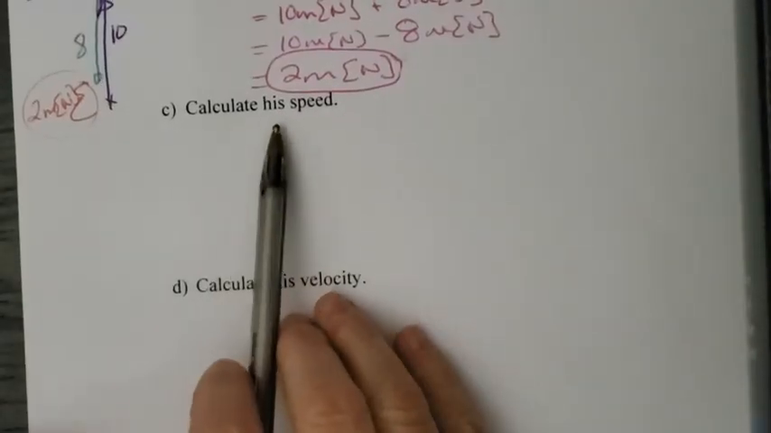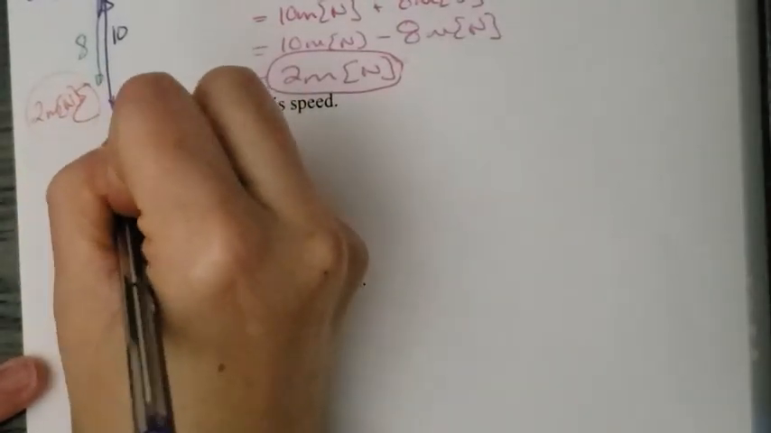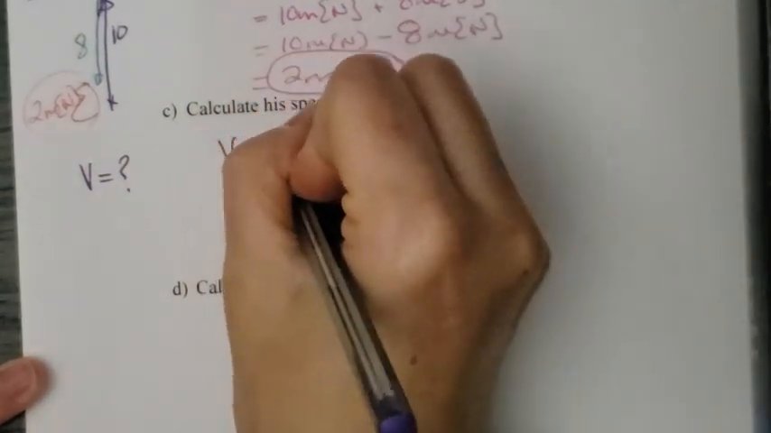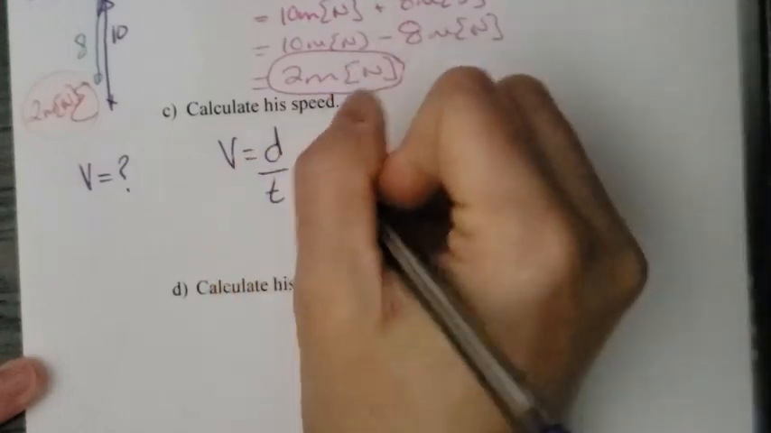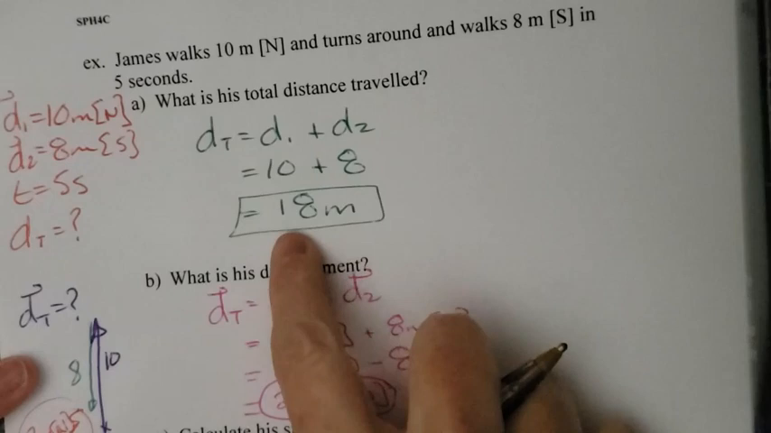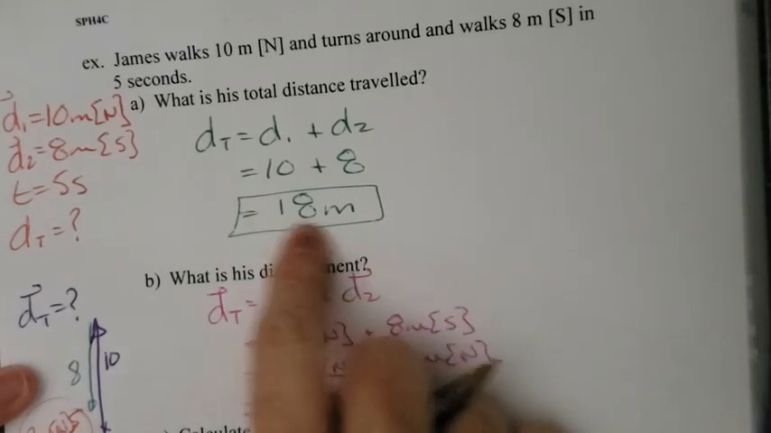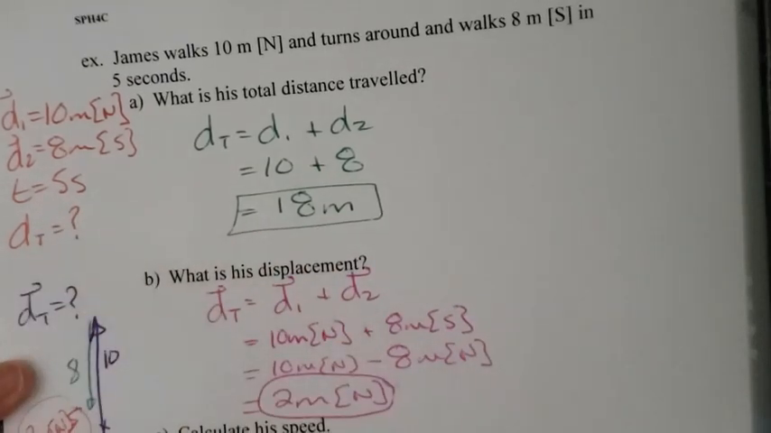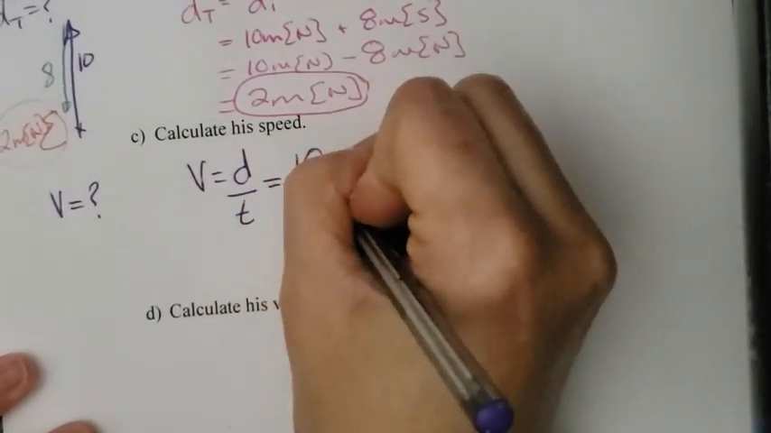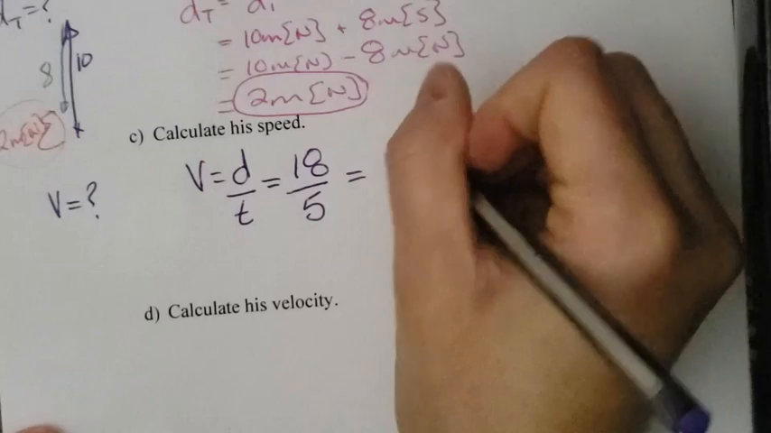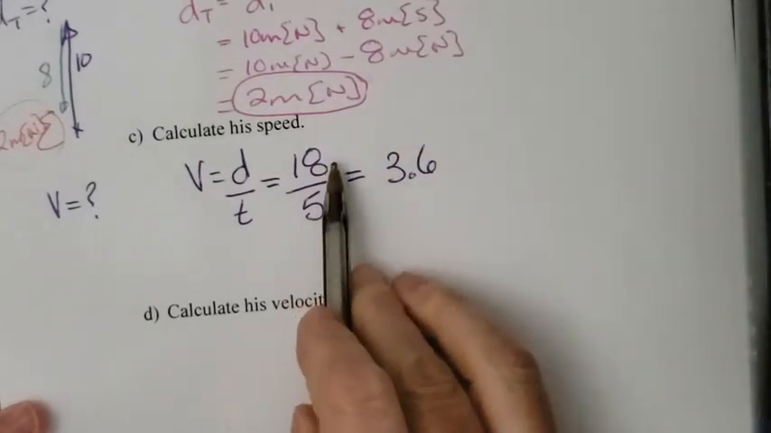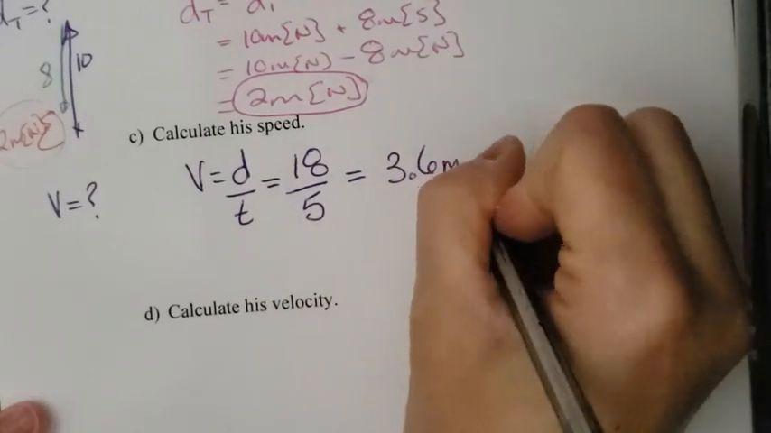Part C says to calculate the speed. So the symbol for speed is simply v. Our formula for speed is the total distance divided by the total time. Well, we already calculated the total distance way up here, and the total distance was 18 meters, and I know my time is 5 seconds. So all you would do is go 18 divided by 5, and that gives me 3.6, and the units would be meters over seconds, so meters per second.